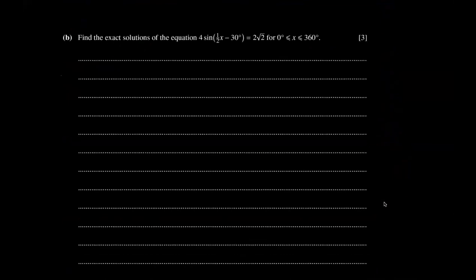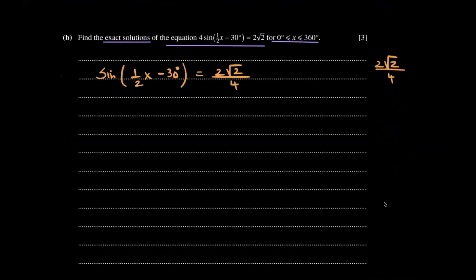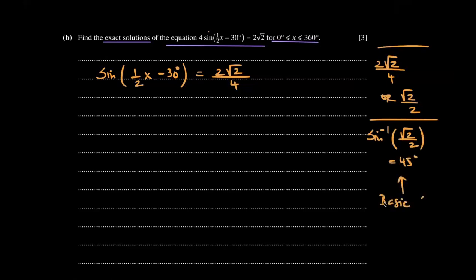Now it says, find the exact solutions. So we are interested in the exact solution of this equation and x lies between 0 and 360. First of all, let's make sine of this bracket the subject, which is half x minus 30 degrees is equals to 2 root 2 divided by 4. So 2 root 2 over 4 is the same thing as root 2 over 2. And when we are dealing with sine, we know that sine inverse of root 2 over 2 comes out to be 45 degrees. This will be our basic angle, the acute angle with the x-axis. So let's get started. First of all, we are dealing with a positive value of sine. So we are talking about the first and the second quadrants.